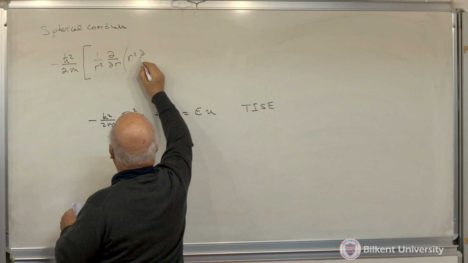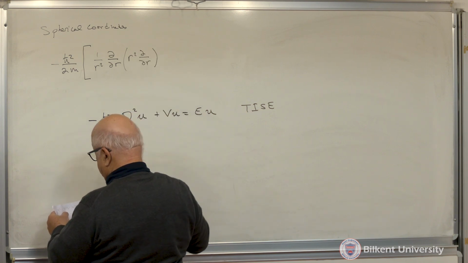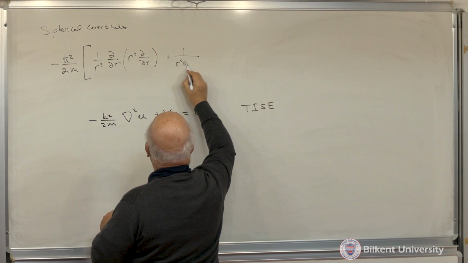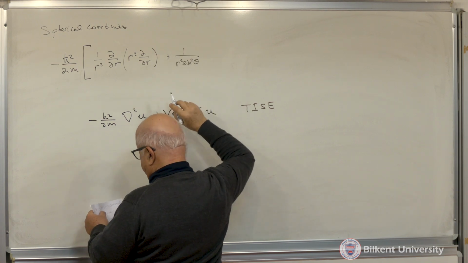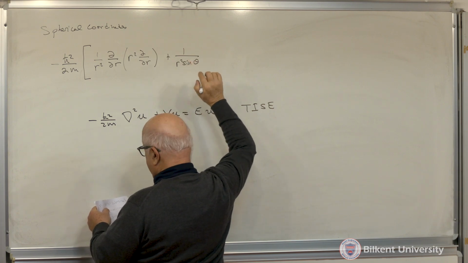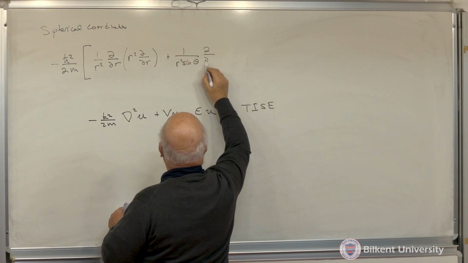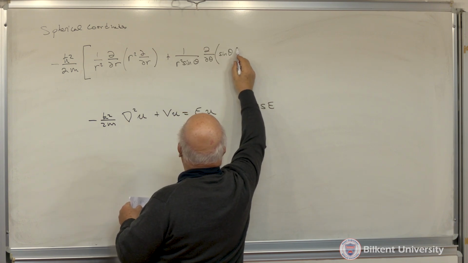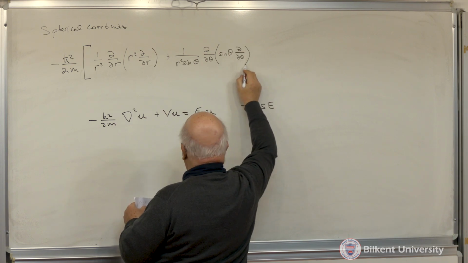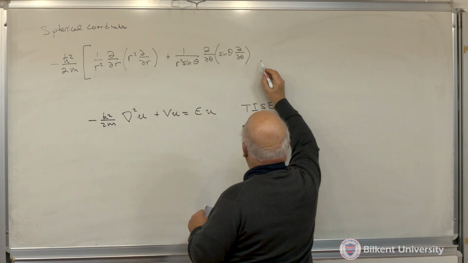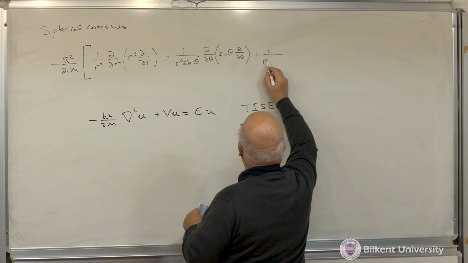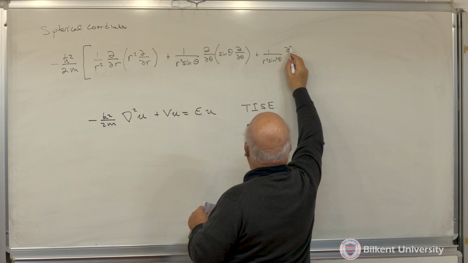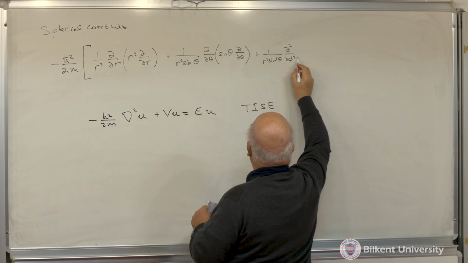r squared del r, plus 1 over r squared sine theta, del theta, sine theta del theta, and plus 1 over r squared sine squared theta del squared del phi squared.